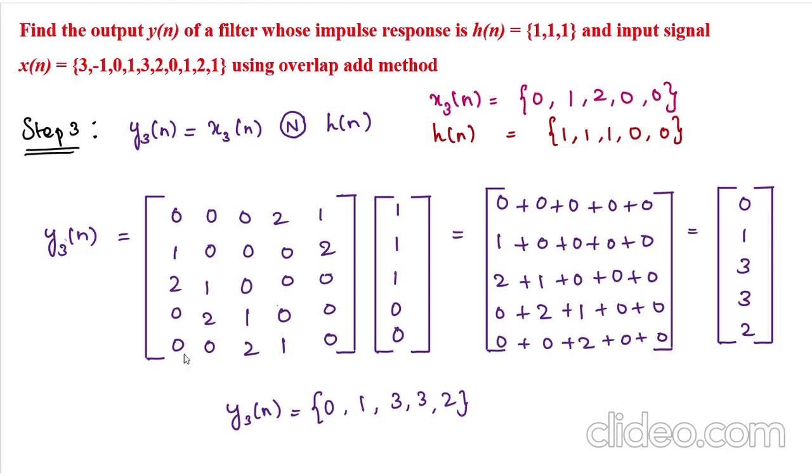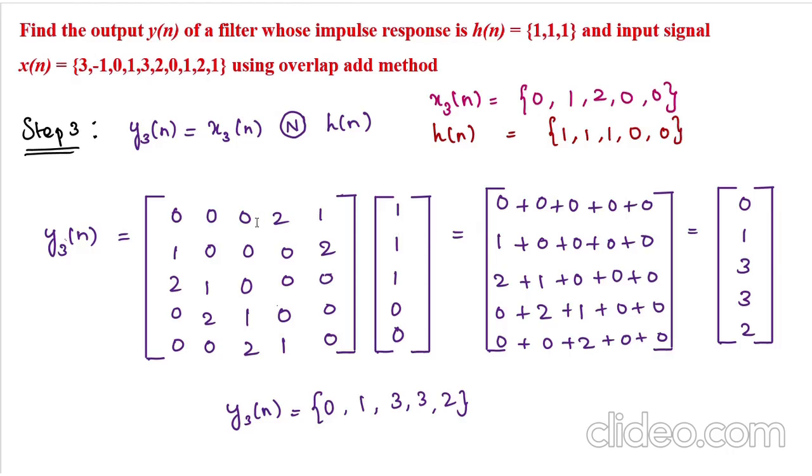I will be putting it in this matrix like I did for the previous steps. 0, 1, 2, 0, 0, 0, 1, 2, 0, 0, 0, 1, 2, 0, 0, 0, 1, 2, 0, 0, 0, 1, 2, 0, 0. Okay. And again I'll multiply with h of n.